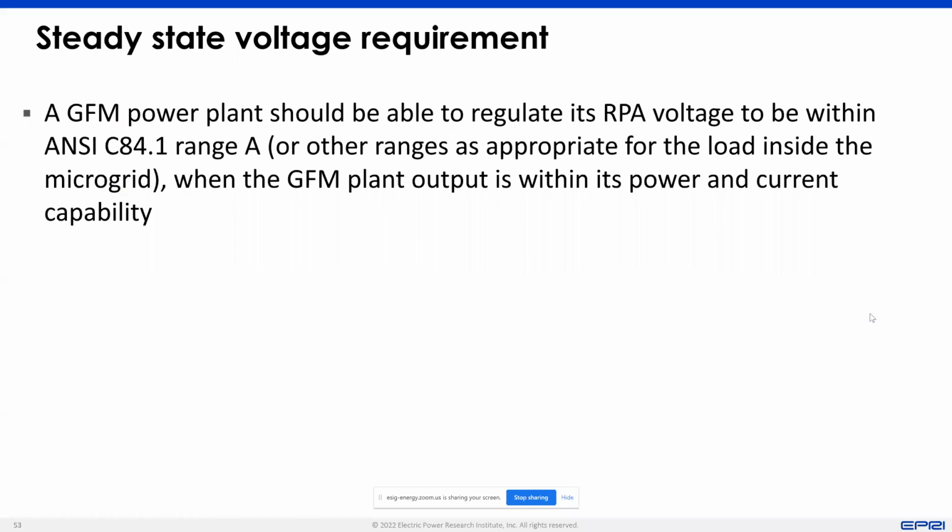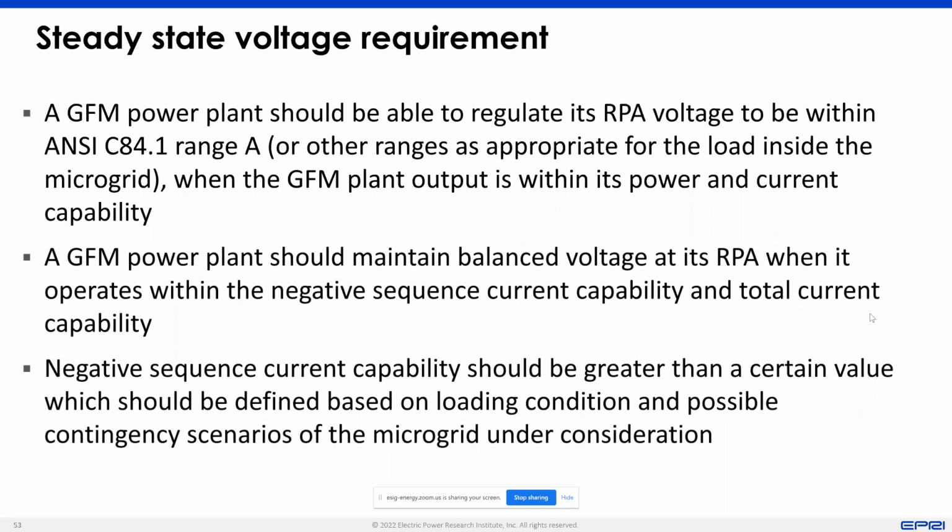Okay, so if we think about this study, it basically tells us two things. First of all, in terms of negative sequence, we need to ask the grid forming power plant to maintain balanced voltage at its RPA, or to maintain the voltage imbalance sufficiently low at its RPA. Of course, this will be when it operates within the negative sequence current capability and the total current capability, because we can't just ask a grid forming power plant to do this beyond its physical limit, right? So first of all, we then know we should ask for grid forming in order to do this.